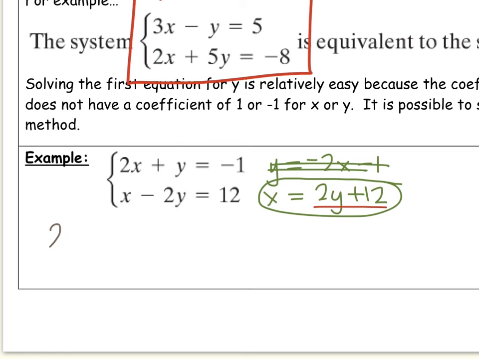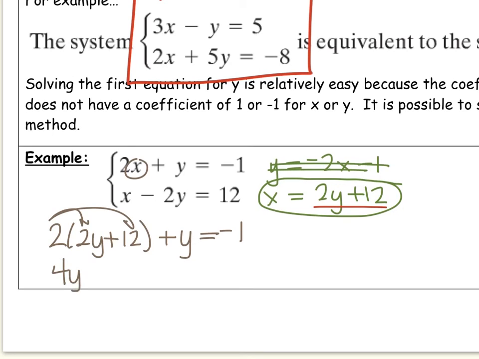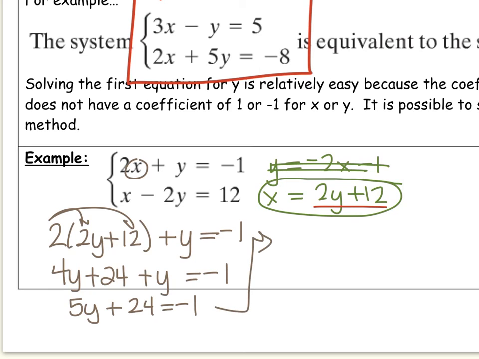So I'm going to use the first equation. I'm going to take out x, and I'm going to replace it with 2y plus 12 plus the rest of the equation, which is y, and then equals negative 1. When I distribute that 2, I get 4y plus 24 plus y equals negative 1. If I combine like terms, I get 5y plus 24 equals negative 1. I'm going to finish the equation up here.